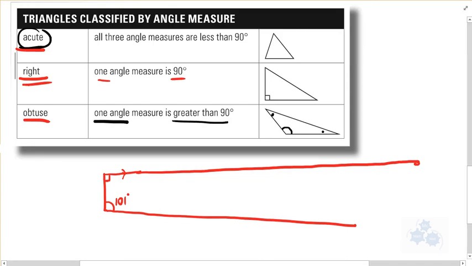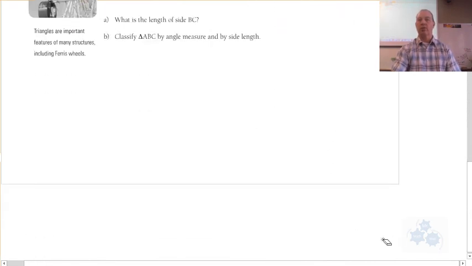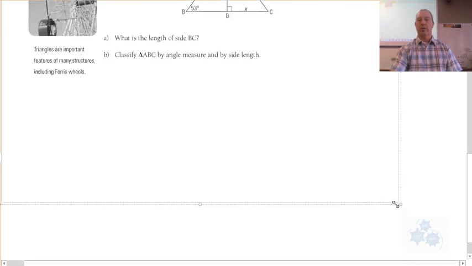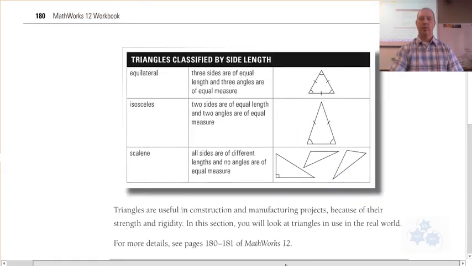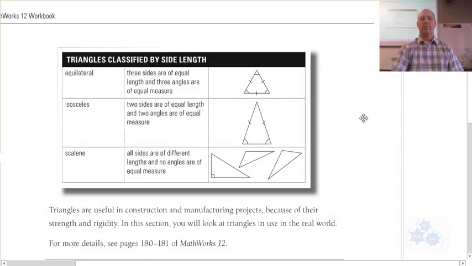So these are classifications according to angle. Guess what? There are also classifications according to side length. All right, so let me make this diagram a little bit bigger for you. Let's stretch that out here a bit. Okay, can you guys see that all right? Okay, so this chart shows you how we can classify triangles according to side length.